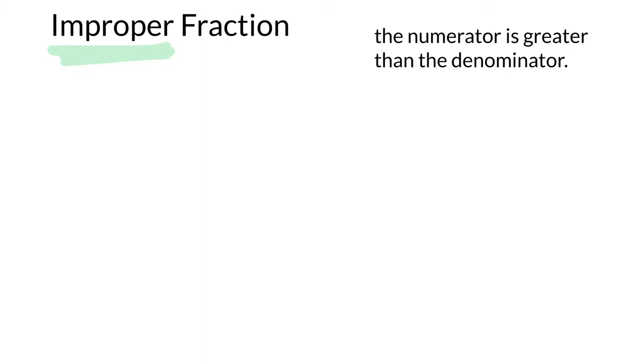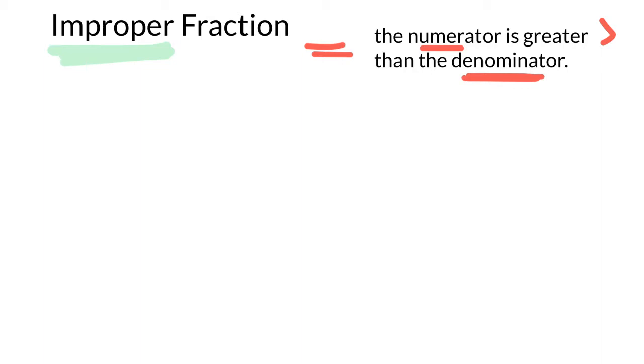Secondly, we have improper fractions. When you see that word improper, you probably right away think of like wrong or not following the rules. And that's kind of right. An improper fraction does not really follow the rules. It doesn't follow the rules because in this situation, the numerator is greater than the denominator. And that's not usually how you would write a fraction. Here's some examples of improper fractions.